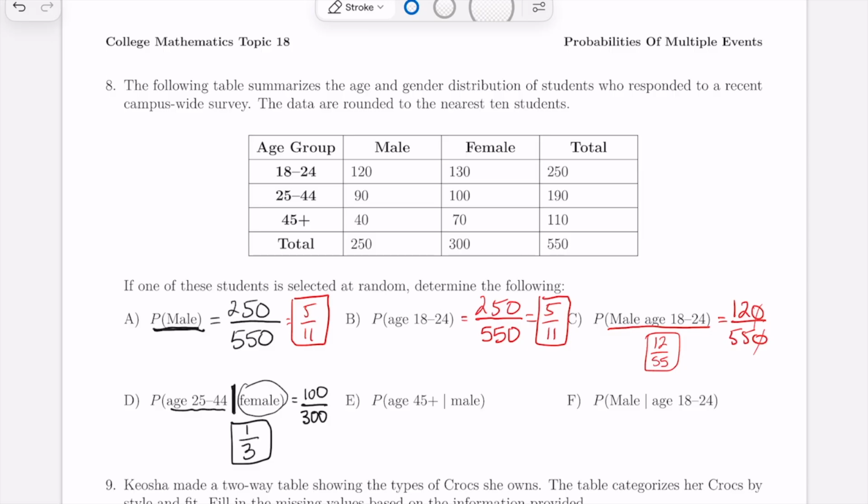Next, it says find the probability of finding somebody that's old. Sorry for those of you that are 45 plus.